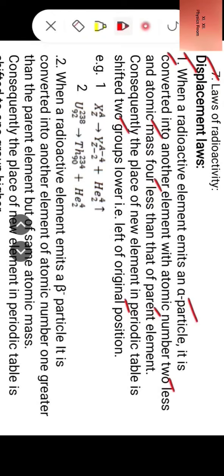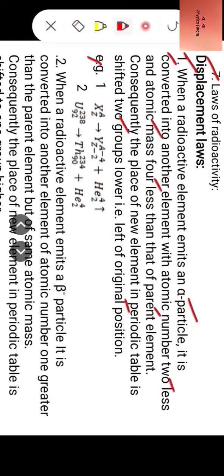I repeat, when a radioactive element emits an alpha particle, it is converted into another element with atomic number 2 less and atomic mass 4 less than that of parent element. Consequently, the place of new element in periodic table is shifted 2 groups lower, that is left of the original position.